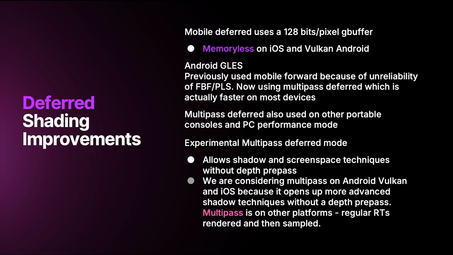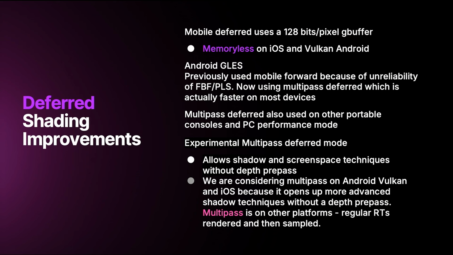So, deferred shading improvements. We now use 128-bit buffers for the GBuffer. Memoryless is becoming what we use. It helps reduce thrashing on the memory for the TBDR, your tile-based deferred rendering, which is what all mobile chips use. Android GL, they use mobile forward. But for now, for Fortnite, we've pretty much switched.